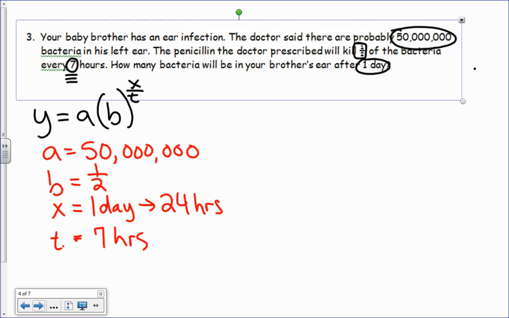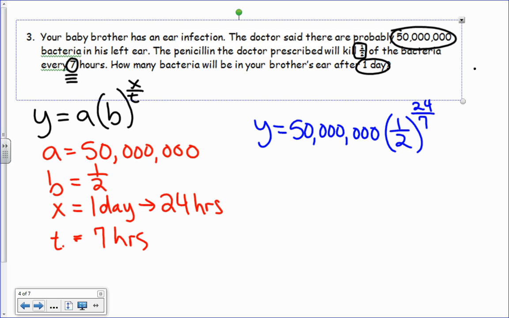So now we can take those 4 items and plug them in the equation. Y equals 50 million times 1/2 to a power of 24 over 7. Now, bacteria, you won't have half a bacteria. So let's just round to the nearest whole number on this problem. So punch it in, round to the nearest whole number. Remember, to get these fractions, you hit math, left, enter. So the correct result here would be 4,643,732.